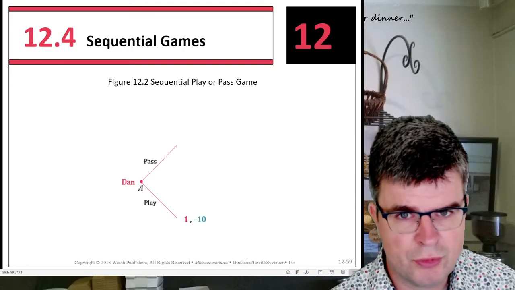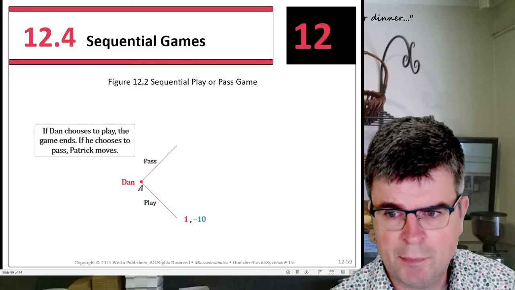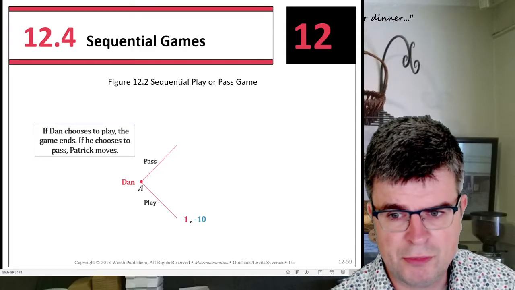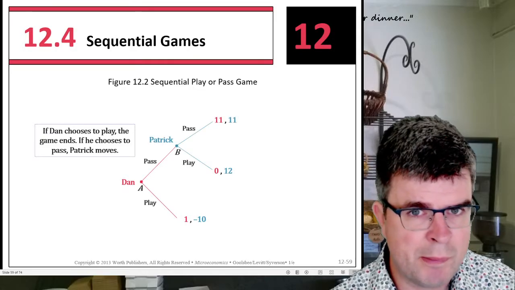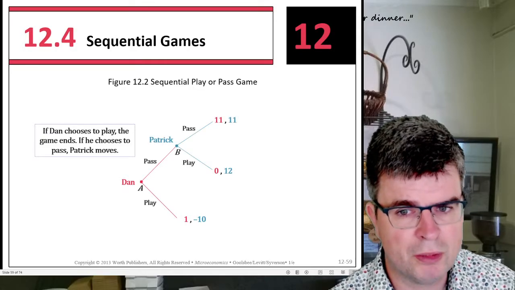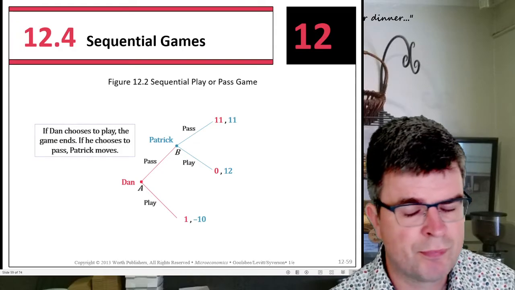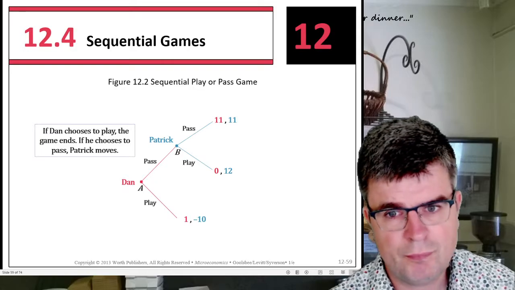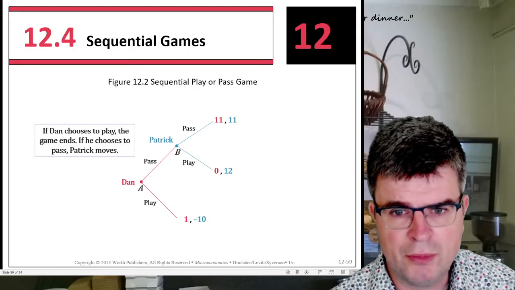Dan first needs to decide whether to pass or play. If he plays, then the game ends, and he receives 1 and Patrick receives minus 10. If he decides to pass, then it will be Patrick's turn to decide whether to pass or play. If he plays, he will earn 12. If he passes, then both players will earn 11. Given that this is a sequential game, we will solve by backward induction.